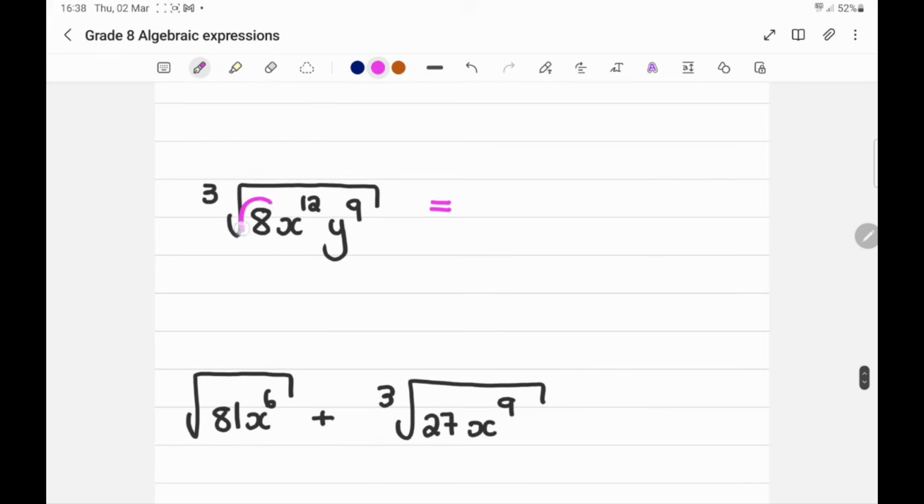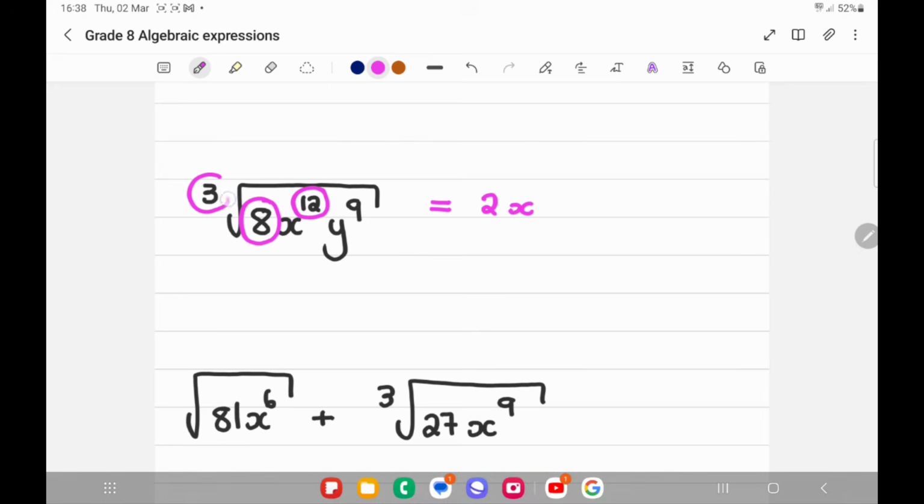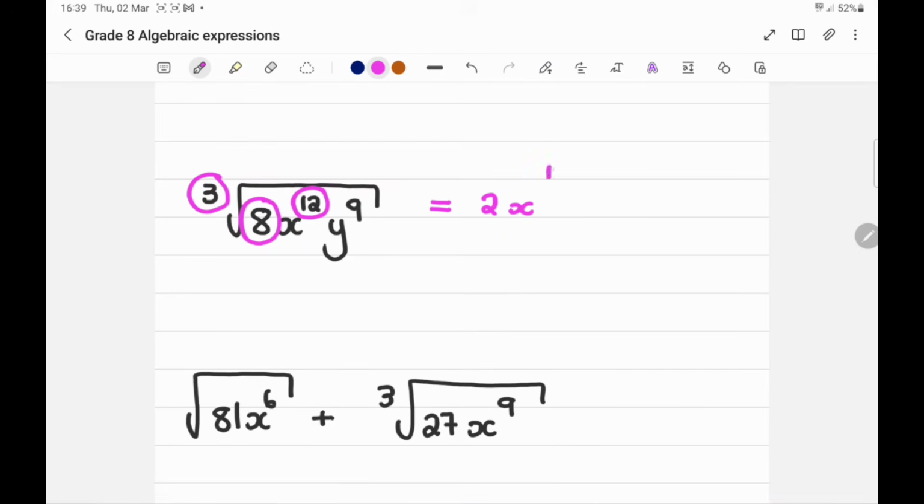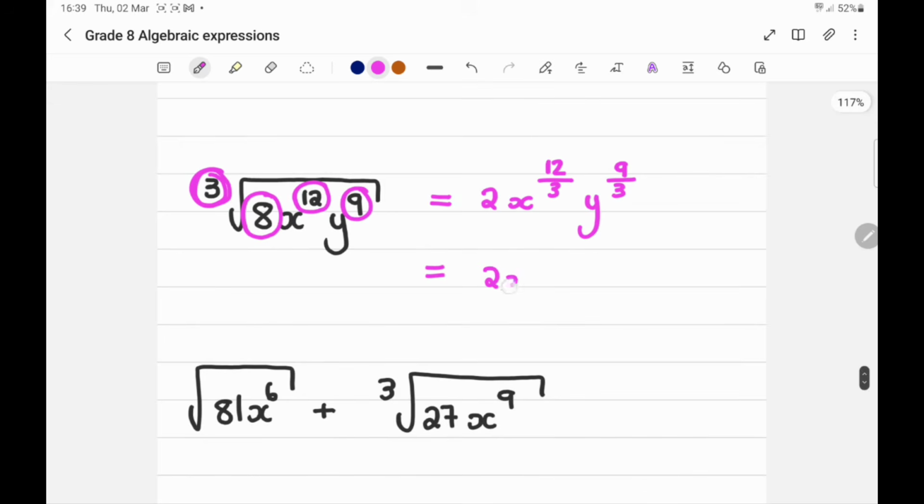Same with the cube root. You cube root the number as normal, which is 2. X, 12. Now, inside over outside. What that means is inside over, or divide by, outside. Y, 9 divided by 3, and that gives you 2x to the power of 4, y to the power of 3.